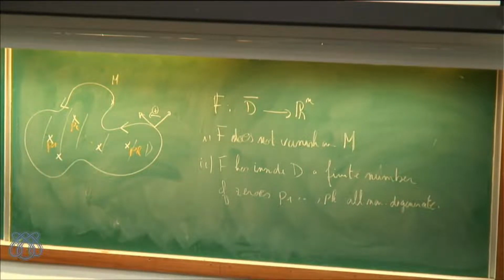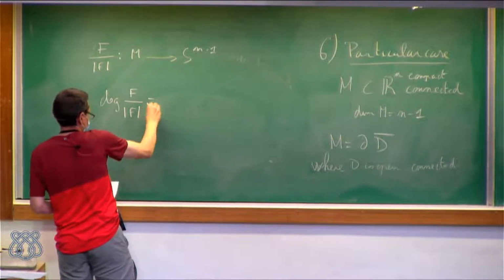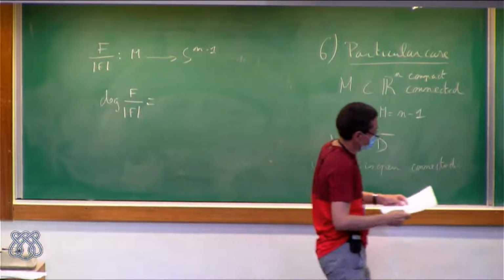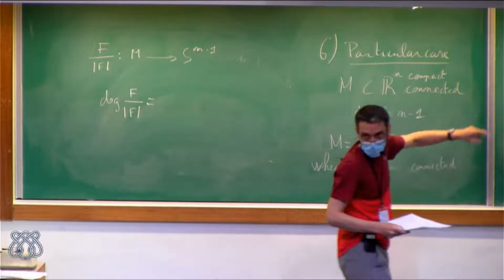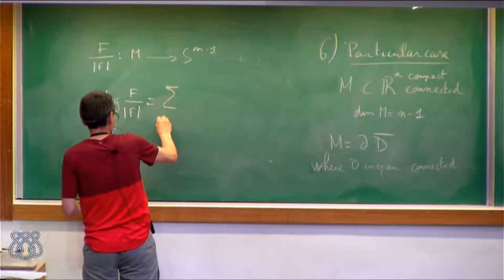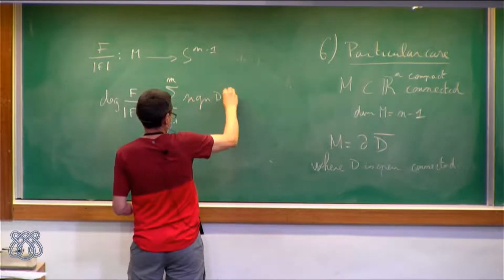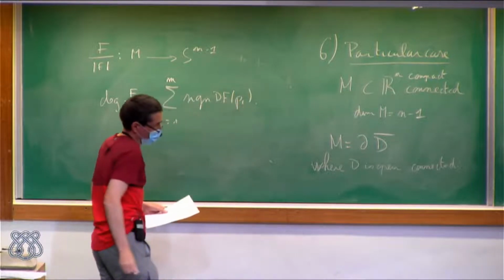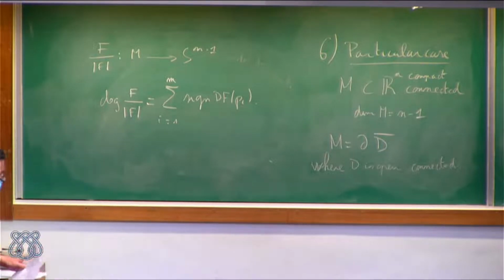So the formula is that the degree of this mapping is just the sum of all the signs of the differential of F at the points Pi. Okay, this is in the case of a hypersurface of Rn, a nice way to compute the degree.